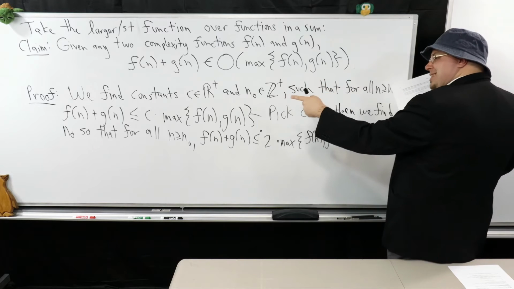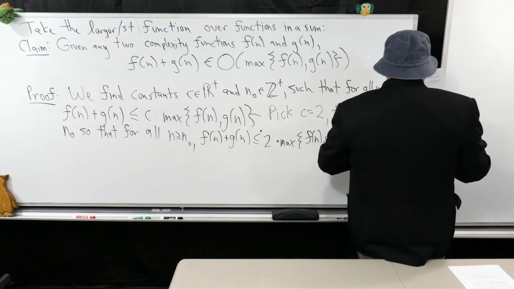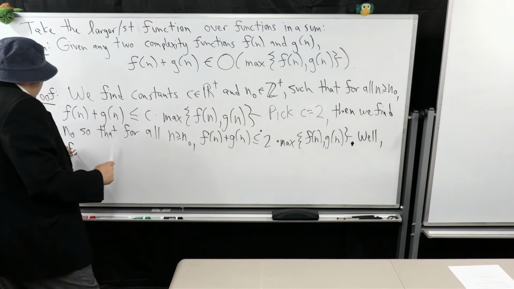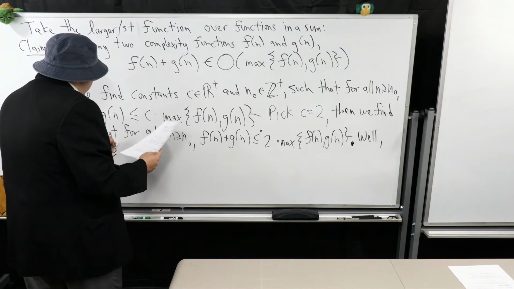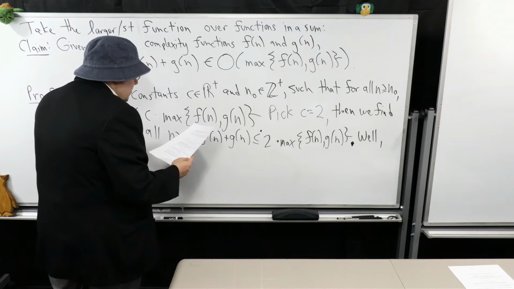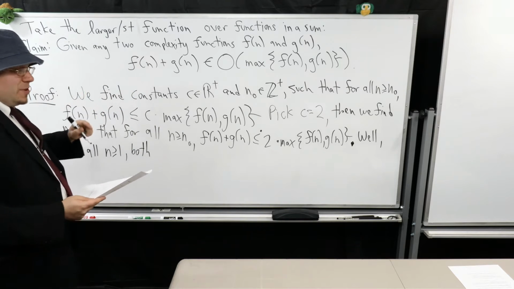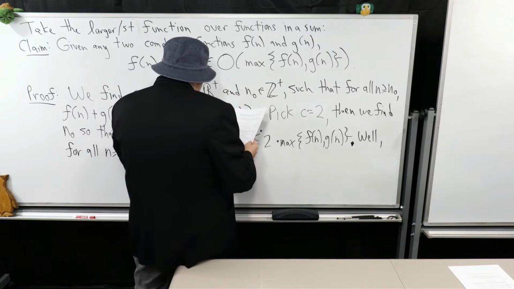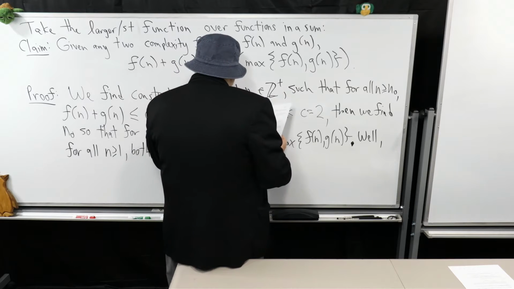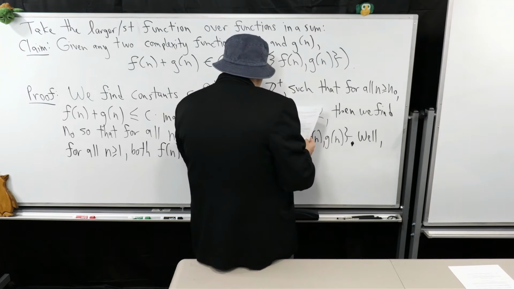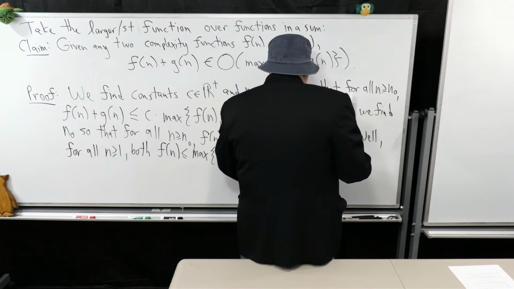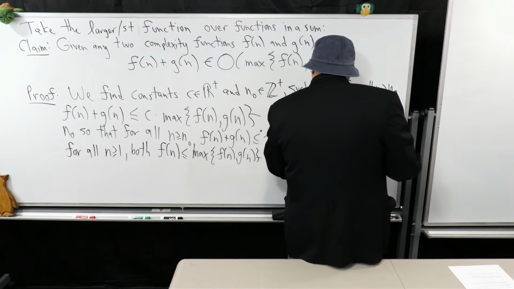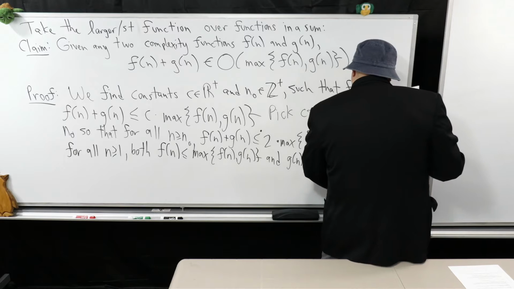Well, now I'm going to invoke that observation I had a moment ago. For all n greater or equal to 1, both of the following things are true. I'm just going to write down what I said before. Both f of n is less than or equal to the max of f of n and g of n, and of course, g of n is less than or equal to the max of f of n and g of n.